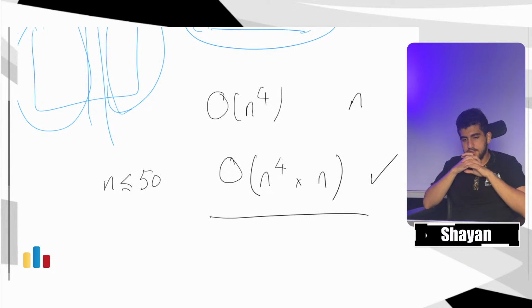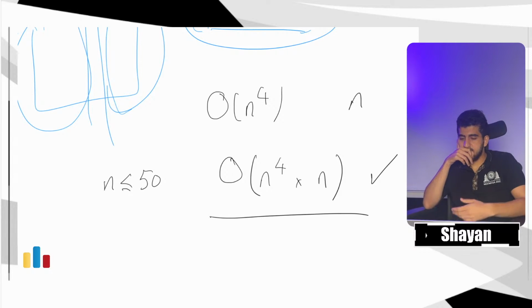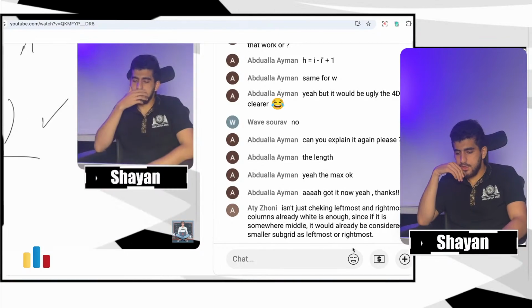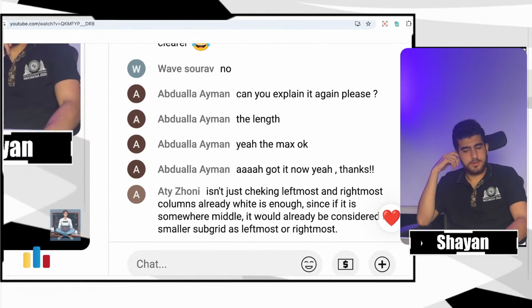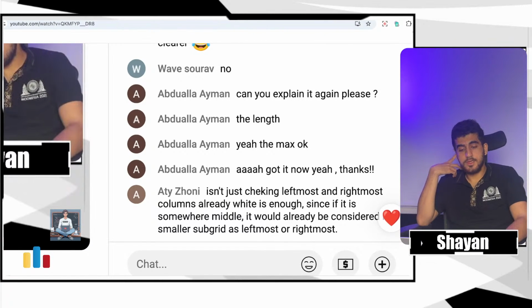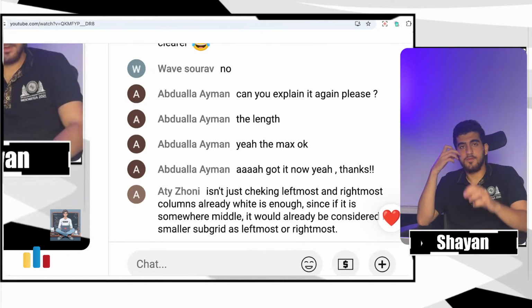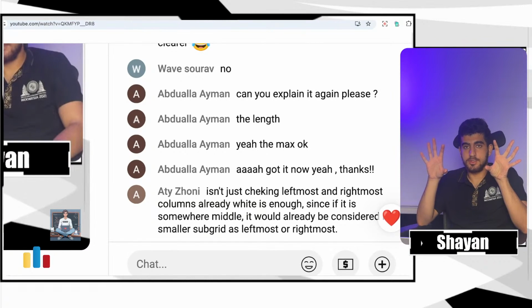Does it make sense? Isn't just checking whether the leftmost and rightmost columns are already white enough? Since if it is somewhere in the middle, it would be considered a smaller subgrid. No, it will not be considered a smaller subgrid. We need to sum up the answer of the left subgrid and the right subgrid.